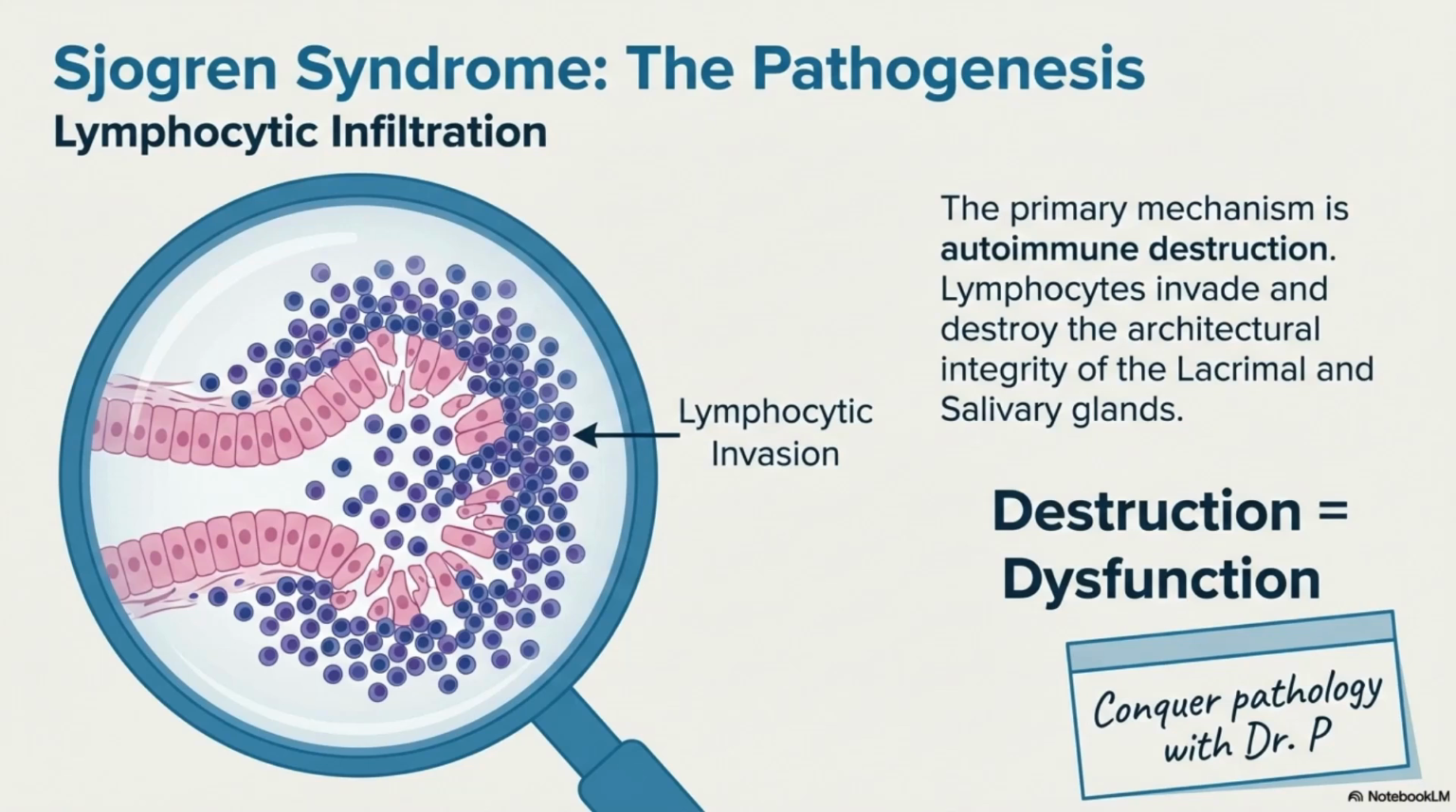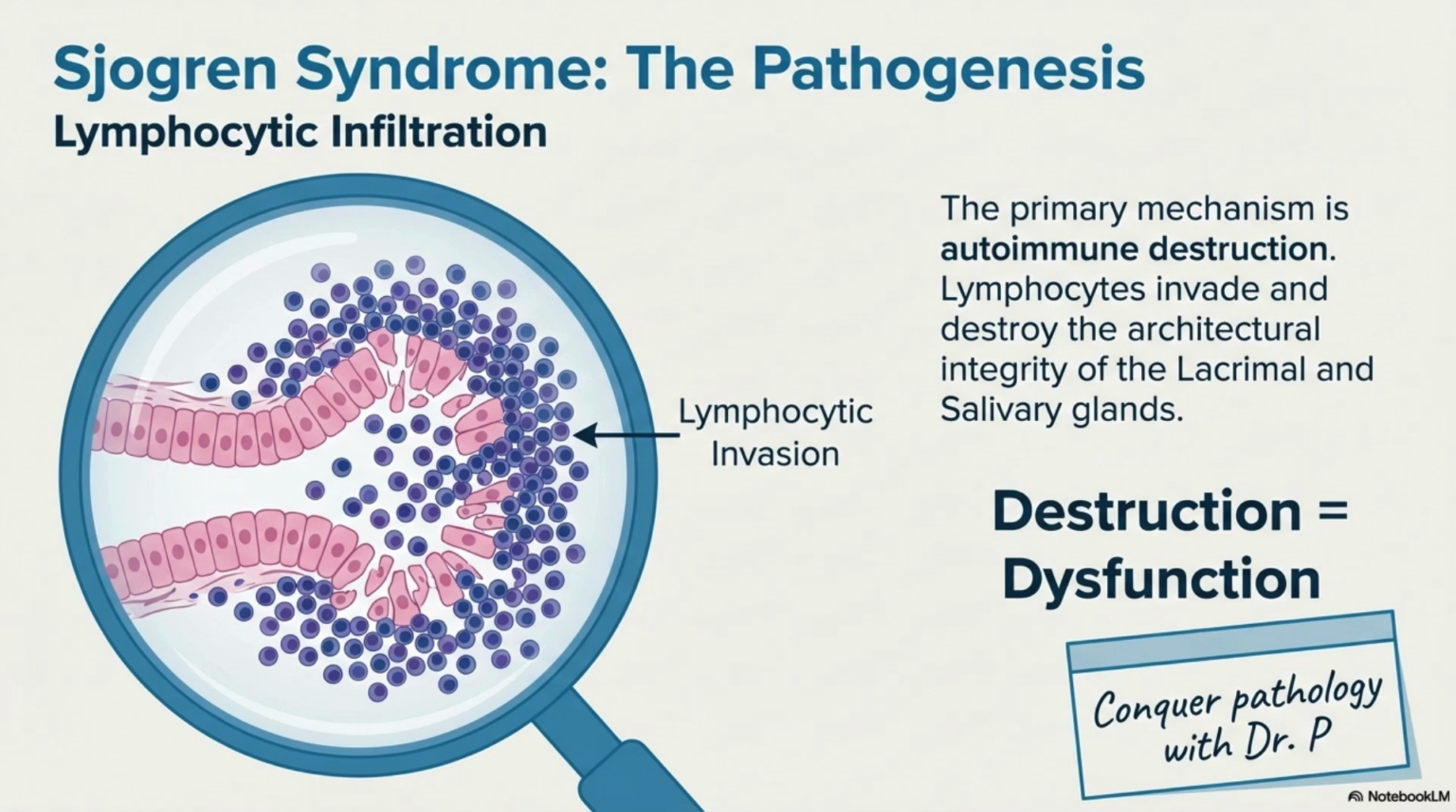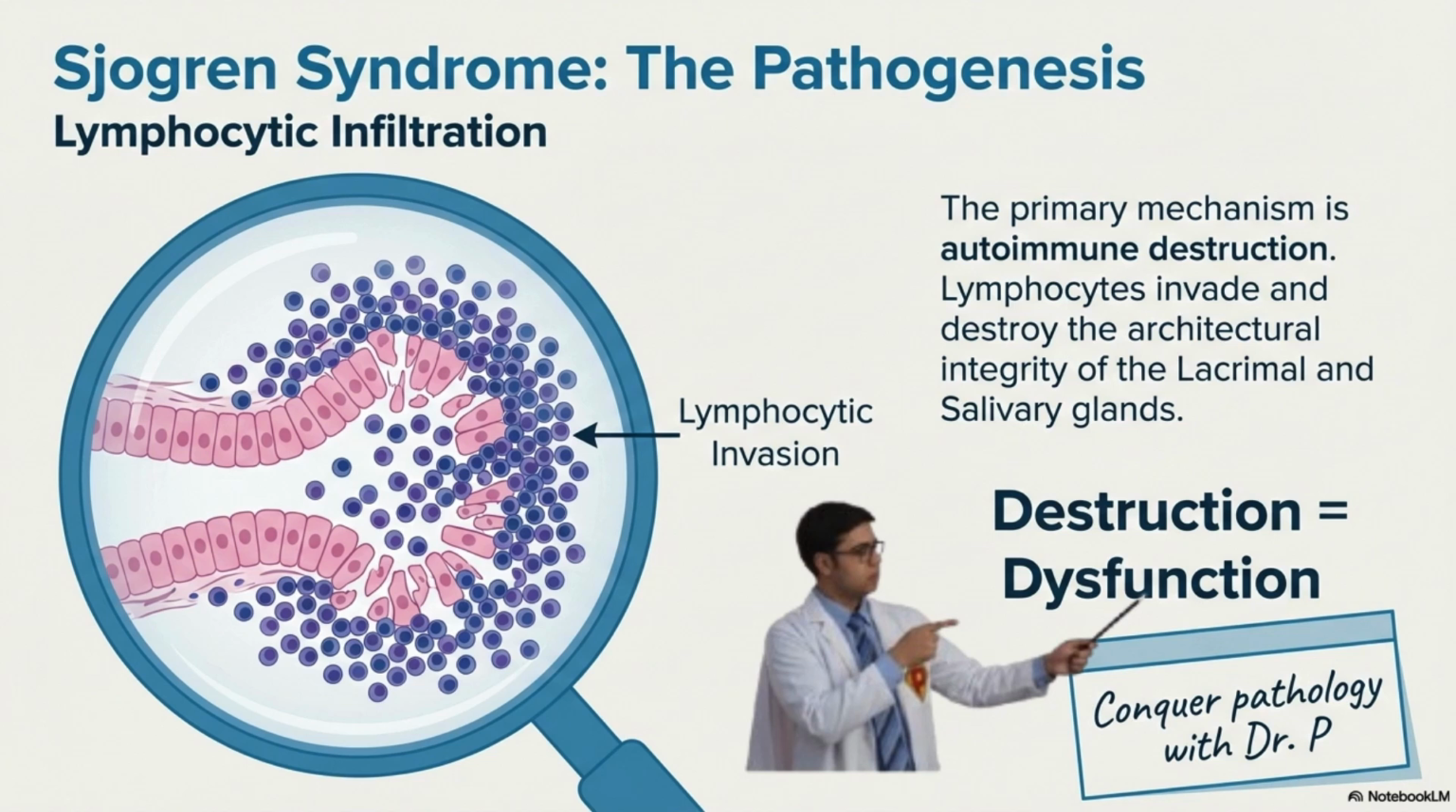What is the mechanism? Look at this slide. Lymphocytic infiltration. It's an invasion. CD4 plus T cells attack the exocrine glands, specifically the lacrimal or the tear glands and salivary or the spit glands. The equation here is immune destruction causes glandular dysfunction. If you kill the gland, you can't make the fluid.